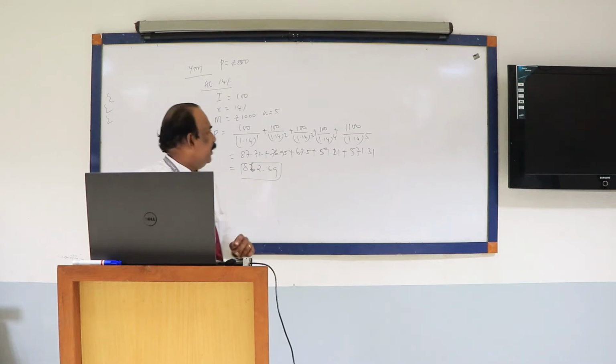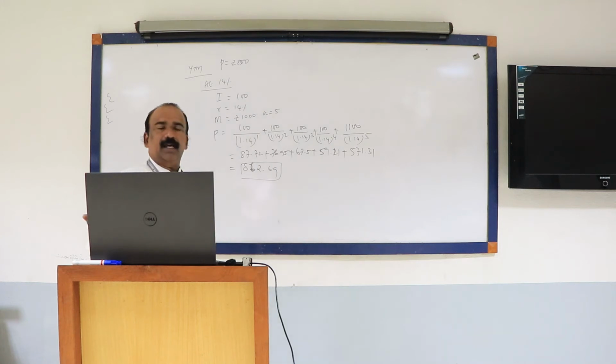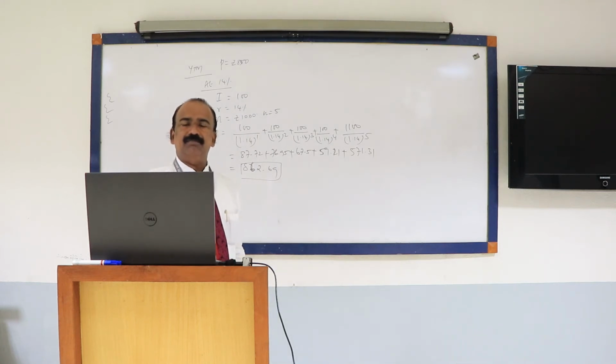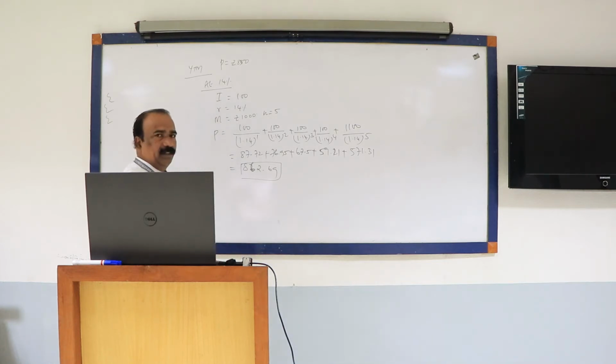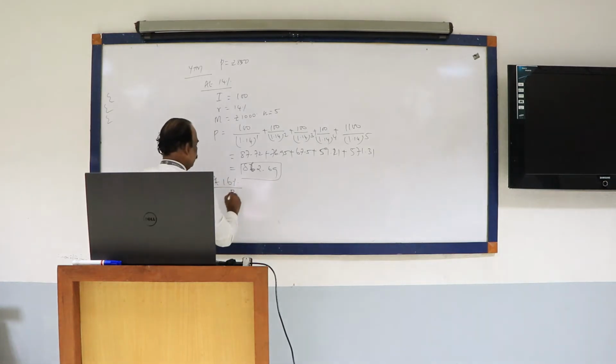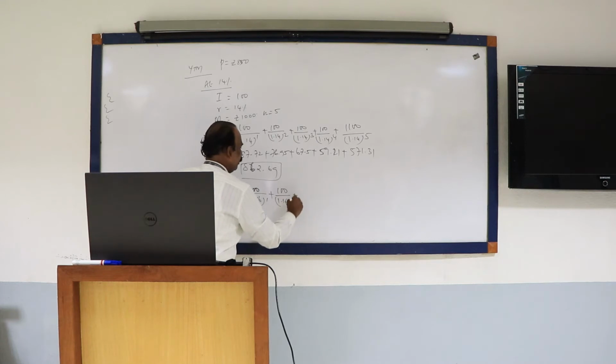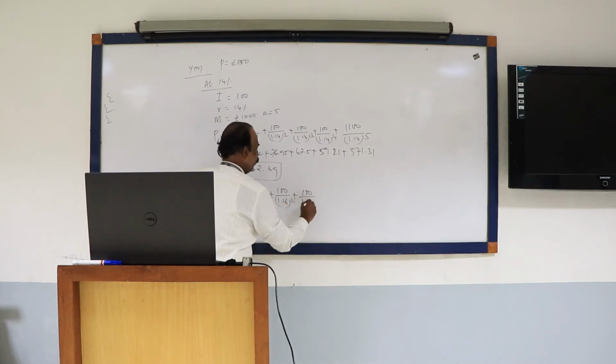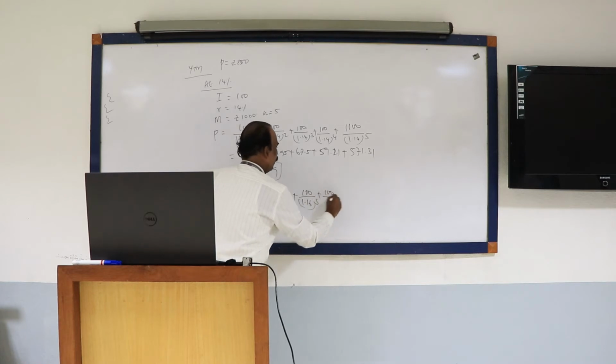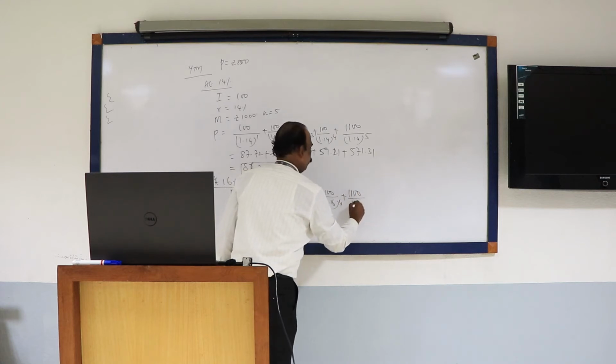Now you have to take a higher rate. You can take either 16 or 17 or 15, any percentage. So take 16, no problem. At 16, what's the value? Find out: 100 divided by 1.16 power 1, 100 divided by 1.16 power 2, 100 divided by 1.16 power 3, 100 divided by 1.16 power 4, then 1100 divided by 1.16 power 5.